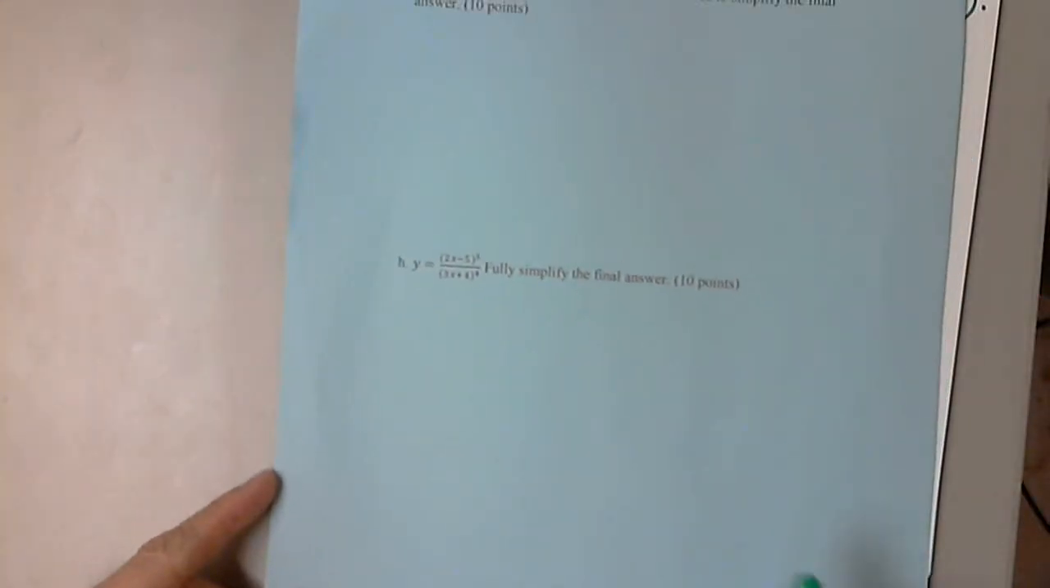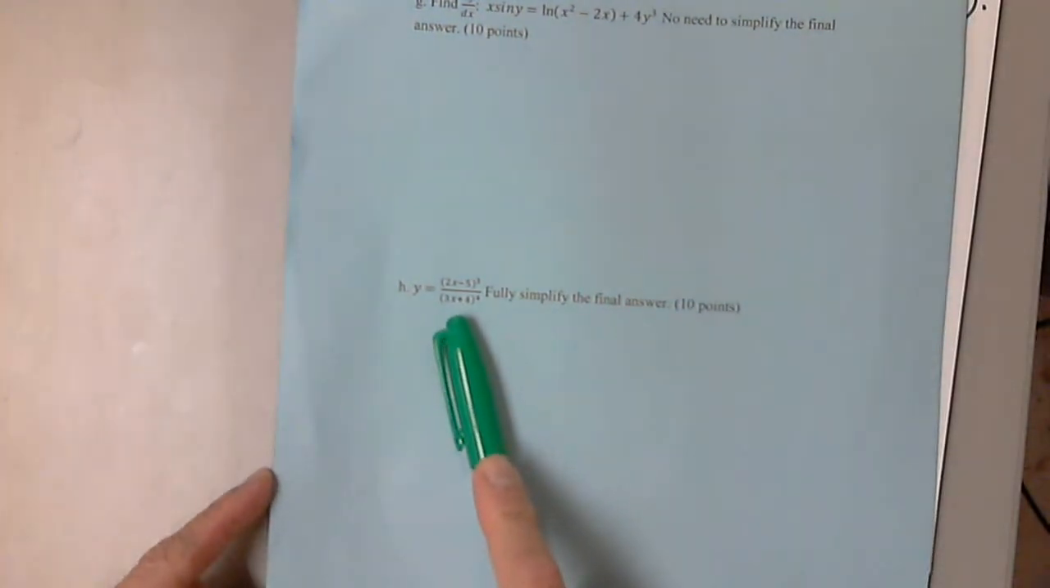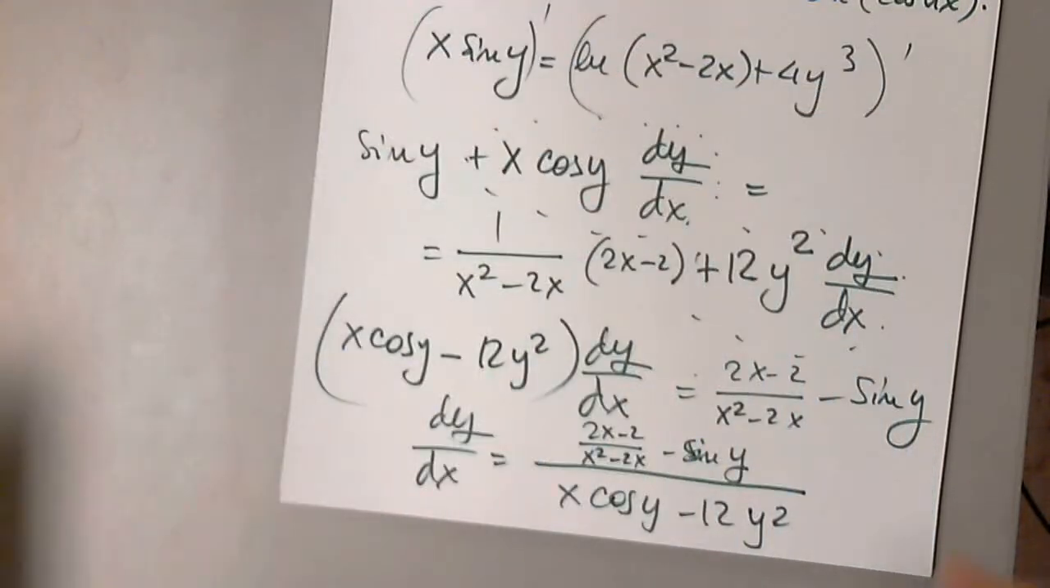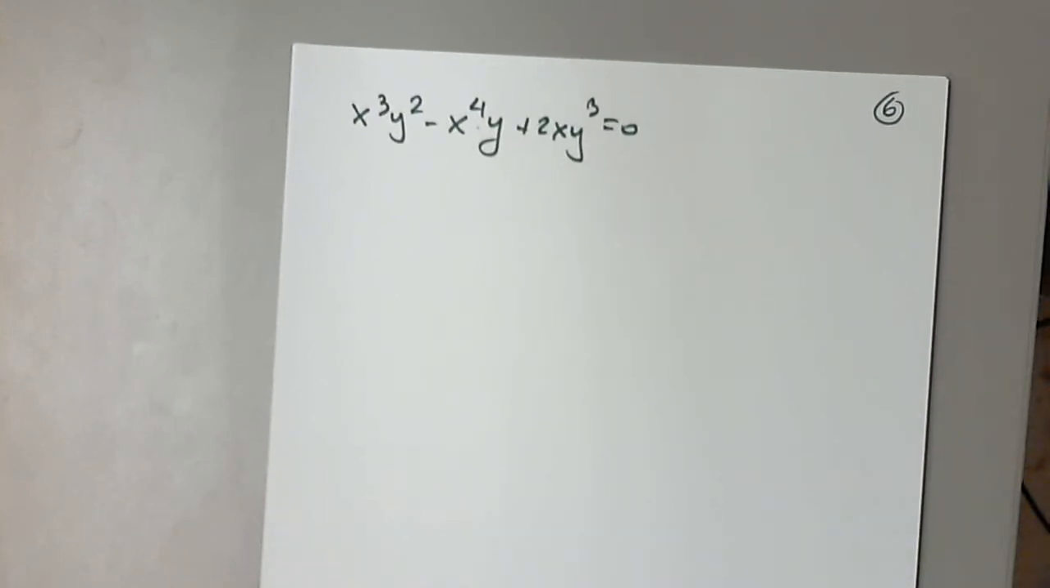Okay. So this one requires work. It requires factoring and simplifying. And it says fully simplify the final answer. Oh, I'm sorry. You'll see when you get to my age, you are going to forget too. We have this problem. Sorry.